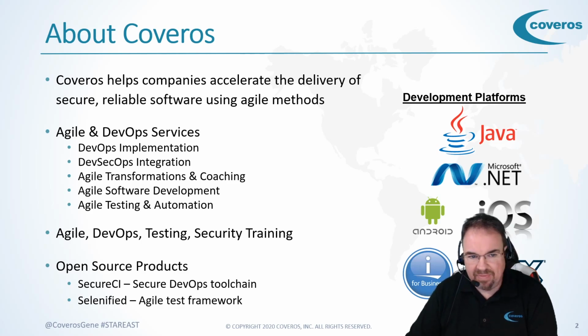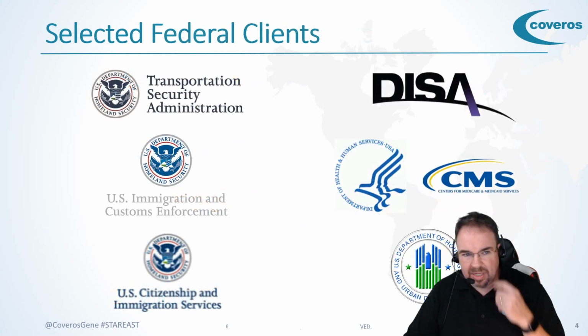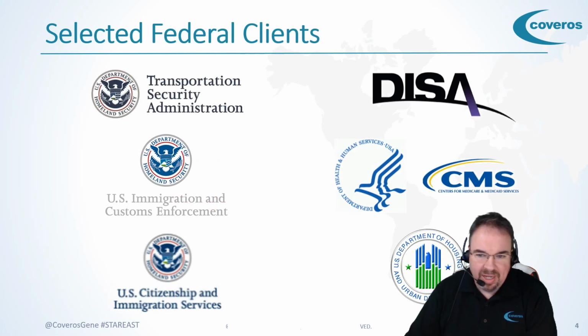We have a lot of different services. We focus a lot on DevOps and Agile. We do a lot of DevSecOps transformations. We do development. We also spend some time doing training, but we are really practitioners. That's where the training comes from, from our experiences. We have a lot of different commercial clients, big companies, small companies, and because we're outside of the Washington, D.C. area, of course, we do a lot of federal government work as well. I happen to right now be on a project with the Department of Homeland Security.